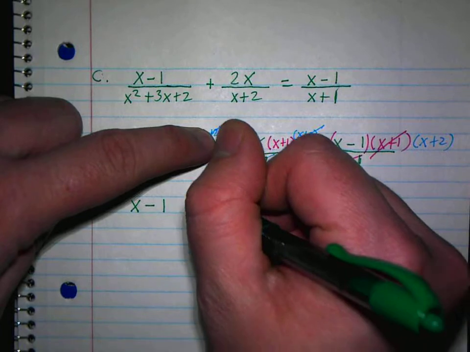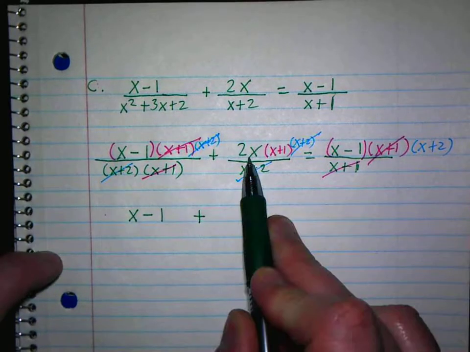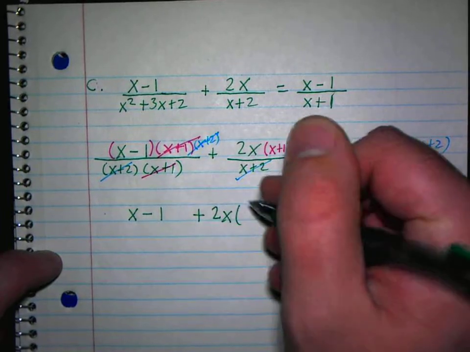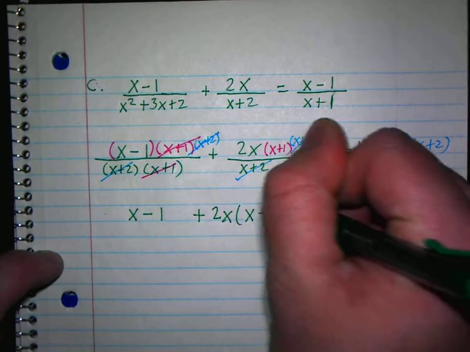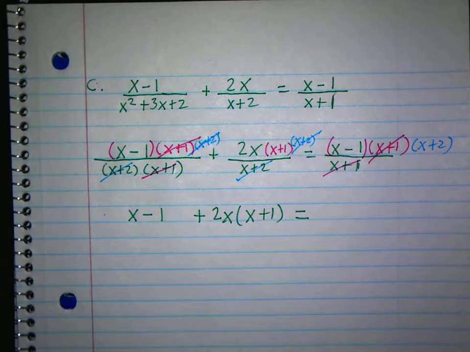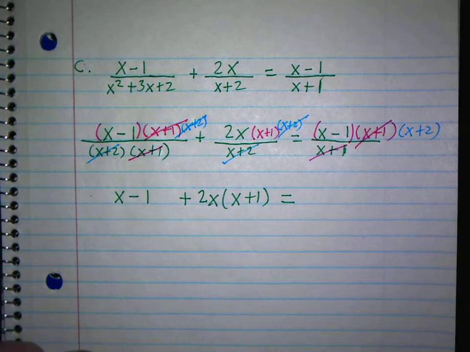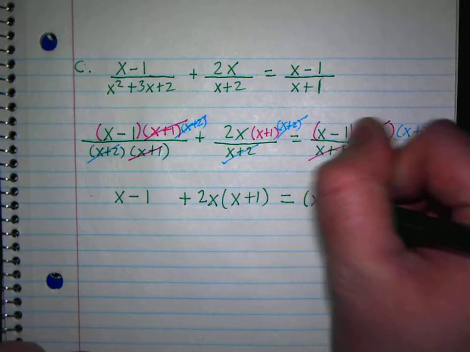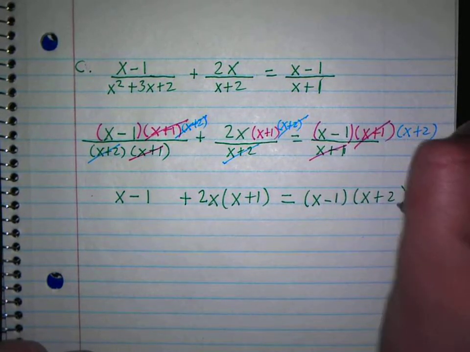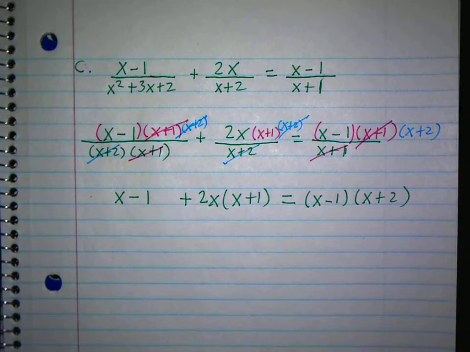And then add on 2x, x plus 1. And maybe you go ahead and distribute. I'm just going to write it down like this. Okay? And then equals, and over here you have x minus 1, x plus 2. Now from here, it's an algebra 3 problem.